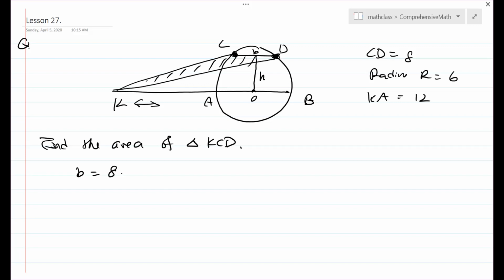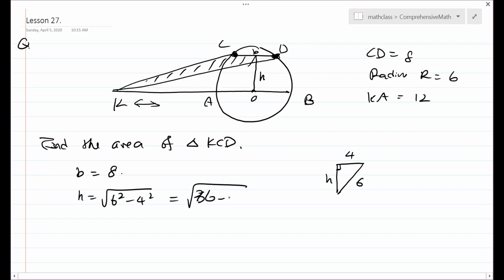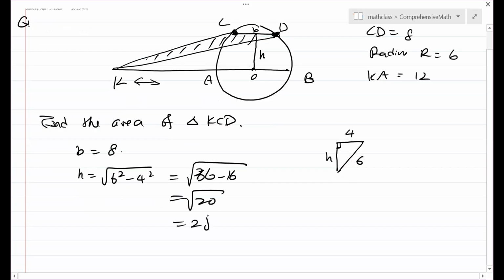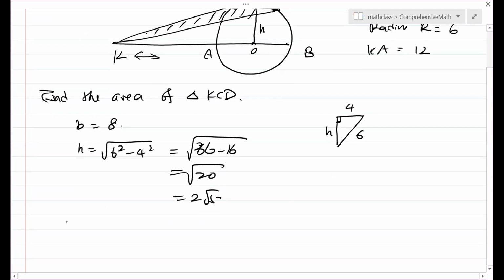If I draw the picture, then you say, oh, that's easy, I can find the height. This is a right triangle, and this is the radius. It's going to be 6, it's a 4, it's an 8. Then 6 squared minus 4 squared is 36 minus 16, so the square root of 20, which is 2 square root 5. Then the rest of the part is trivial. Base times height is 8 and 2 square root 5. That's 8 square root 5. Got it?